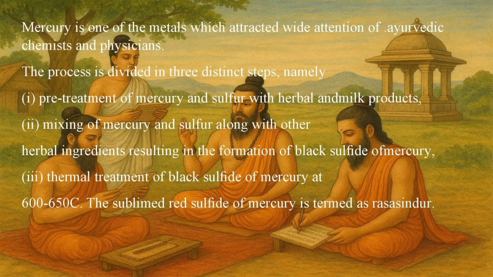Mercury was one of the metals which attracted the wide attention of the Ayurvedic chemists and physicians because of its properties. The process is divided into three distinct steps, namely pre-treatment of mercury and sulfur with herbal and milk products, mixing of mercury and sulfur along with other herbal ingredients, resulting in formation of black sulfide of mercury. Third is thermal treatment of black sulfide of mercury at 600 to 650 degrees Celsius. The sublime red sulfide of mercury is termed as rasasindur.